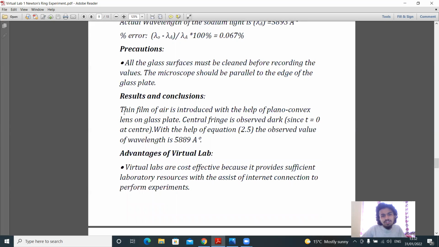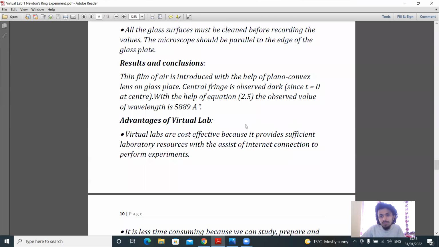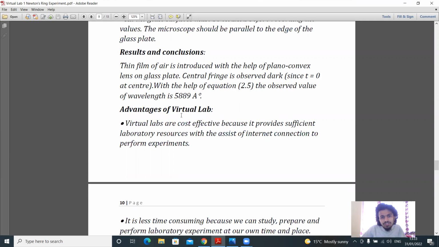In this experiment, a thin film of air is introduced with the help of a plano convex lens on a glass plate. The central fringe is observed dark since t equals 0 at the center. With the help of equation 2.5, we will discuss this central dark fringe later on in the appendix. The observed value of wavelength is 5889 angstrom.